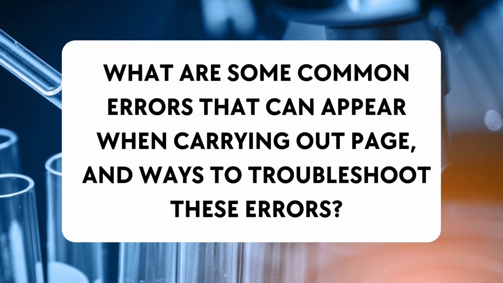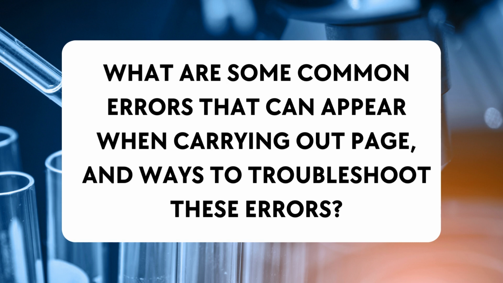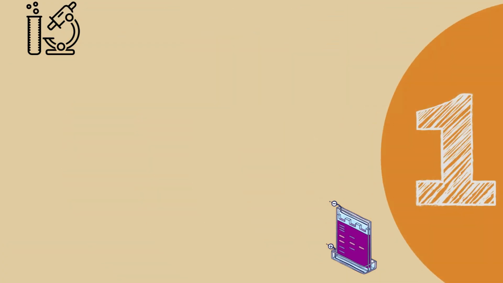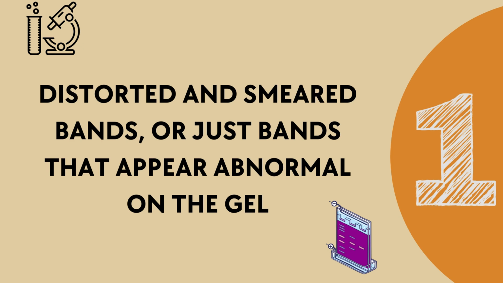So now that you know more about PAGE and why it is important, you might be asking yourself, what are some common errors that can appear when carrying out PAGE, and what are the ways that we can troubleshoot these errors? One major error that you may encounter while conducting PAGE is the presence of distorted and smeared bands, or just bands that appear abnormal on the gel.